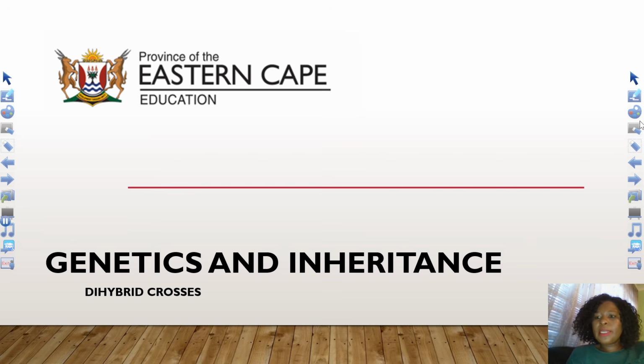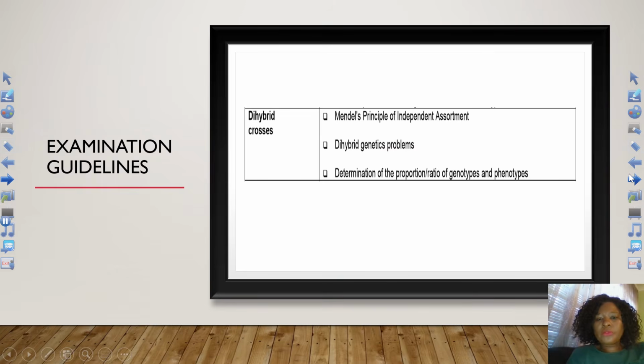Let us look at the examination guidelines to see what we are supposed to cover under this topic. Under dihybrid crosses, we must look at Mendel's principle of independent assortment, which is basically another law of Mendel. If you remember, we talked about the principle of segregation as well as the law of dominance. Then we must also look at dihybrid genetic problems like we did with the monohybrid crosses.